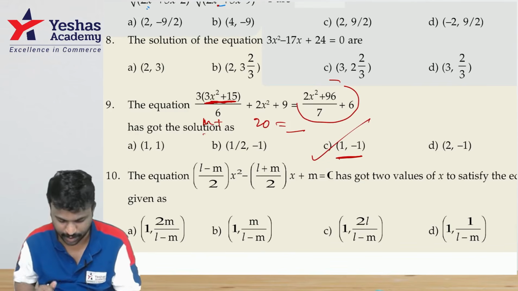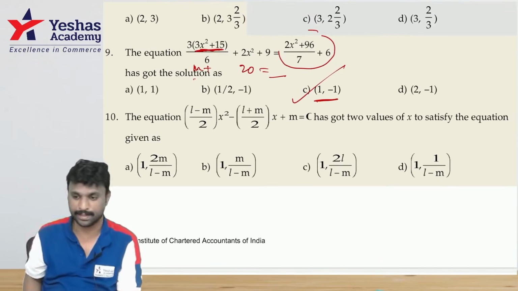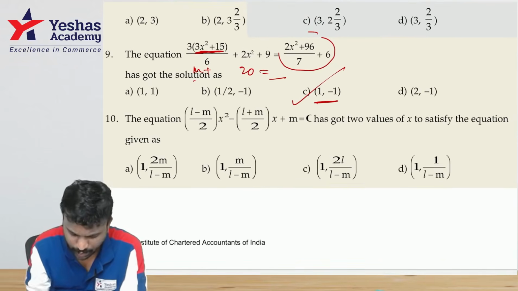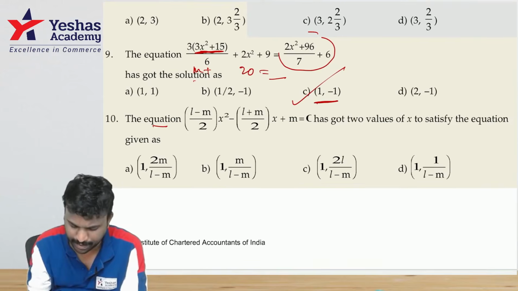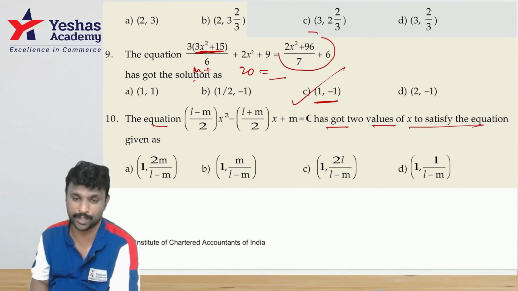Guys, moving on to the next question. That is question number 10, the last question of this exercise. Guys, what is the question? The equation (L minus m)/2 x square minus (L plus m)/2 into x plus m equal to 0 has got the two values of x satisfying the equation given as.